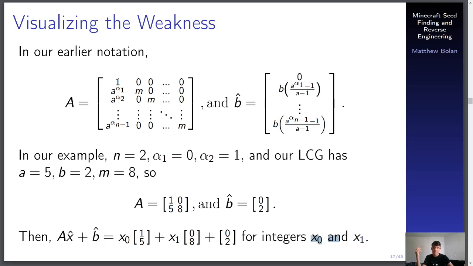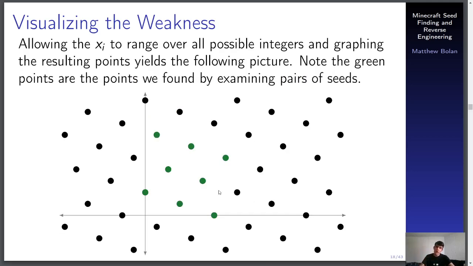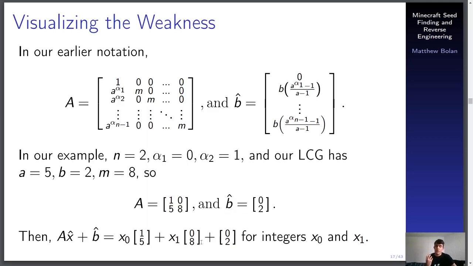For all the integers x0 and x1, we have that this is the pair of all consecutive seeds, well, seeds up to a multiple of the modulus. So let's see that in action. So here's the picture that we get, okay? So we just took this equation, okay?